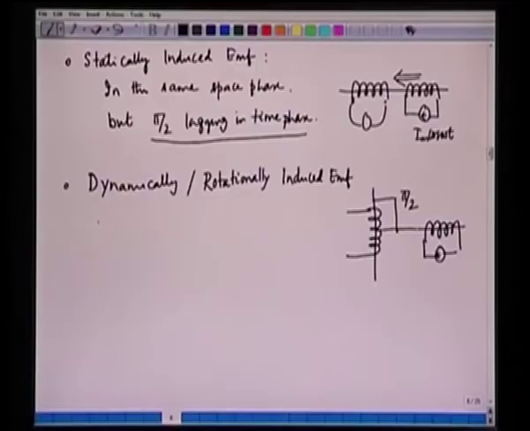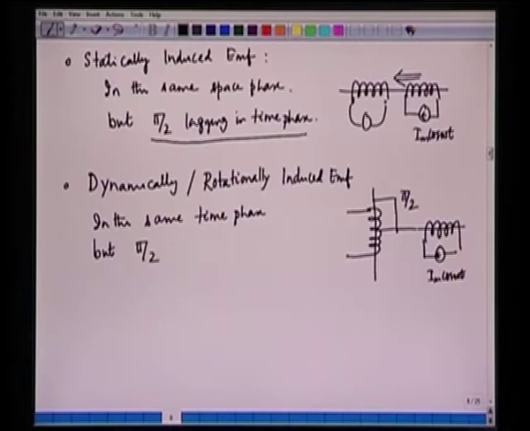So, we can say that in the same time phase, if this is Im cos omega t, the component of the induced EMF which is called the rotationally induced EMF will be in the same time phase as cos omega t, but it will be shifted in space by pi by 2, lagging in space phase. This is a very important conclusion.